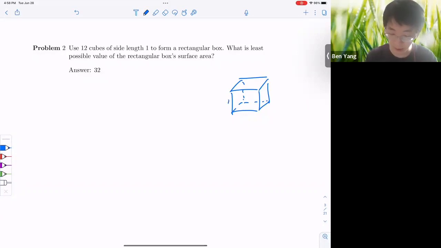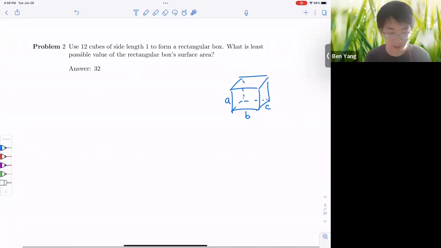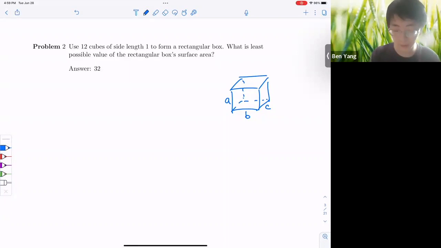So let's say we have A, B, and C, the length, width, and height. Then it has 6 faces, and 2 of them have area A times B. So surface area.